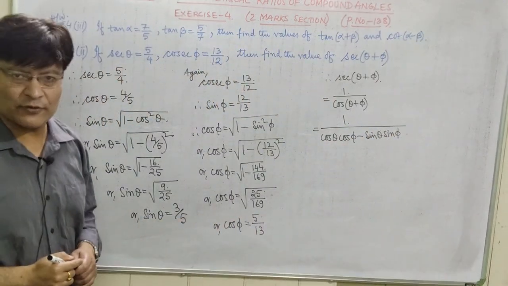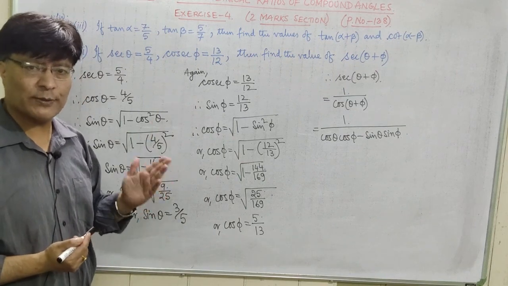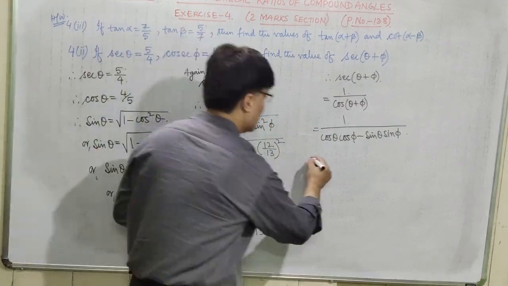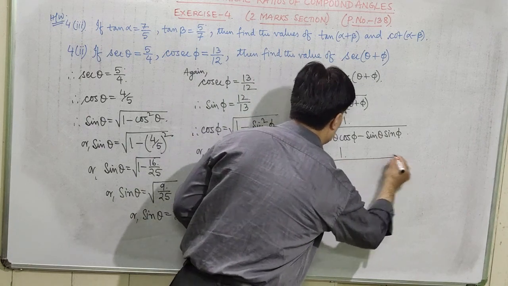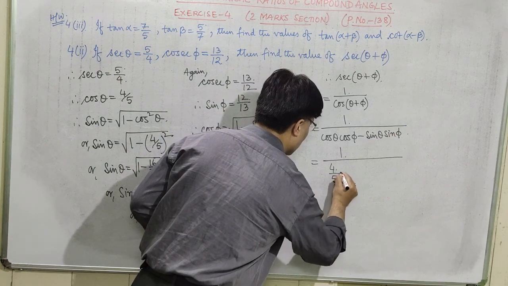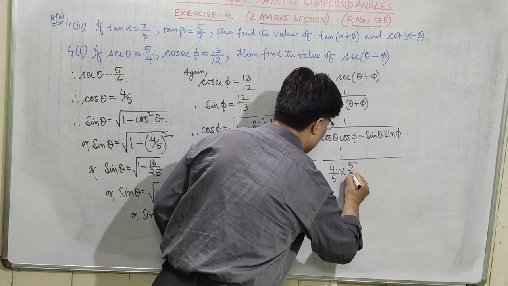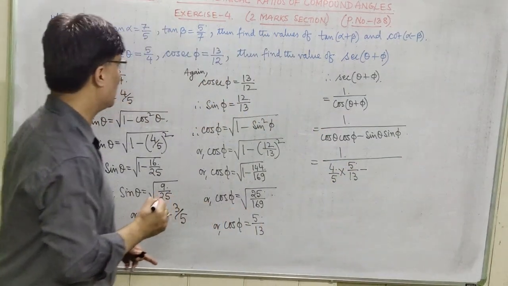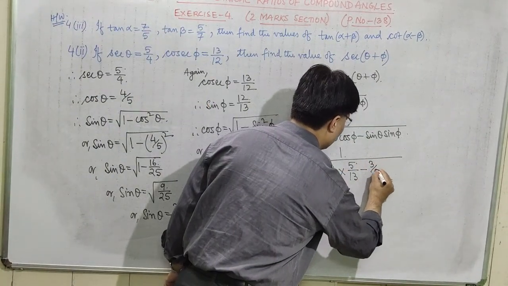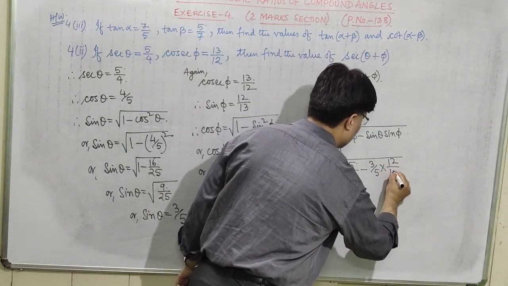Is it clear to all of you? This is in the form of cos of a plus b. You know the formula, cos a cos b minus sine a sine b. Instead of a there is theta, and instead of b there is phi. So it is equal to 1 upon, let us put the value now. Cos theta is 4 by 5 into cos phi, 5 by 13, minus sine theta, 3 by 5, into sine phi, 12 by 13.